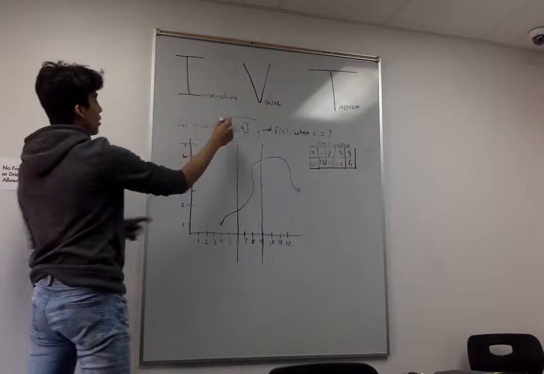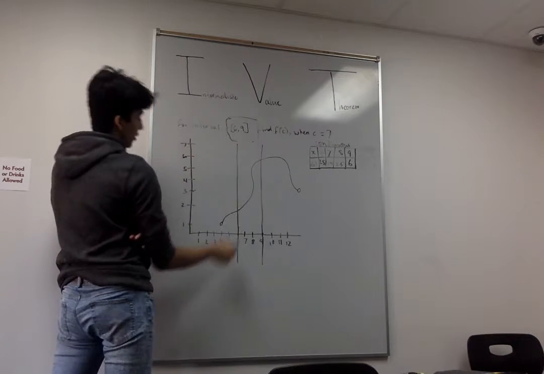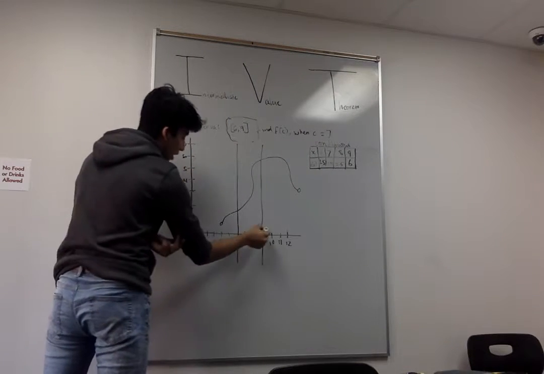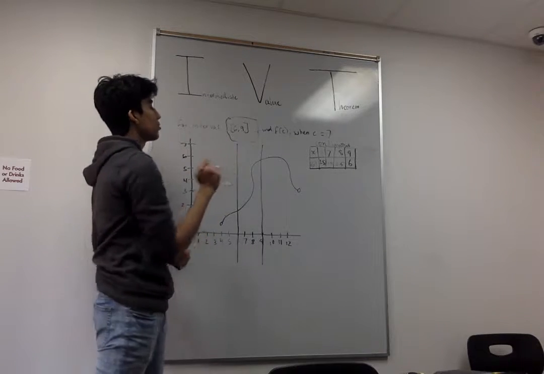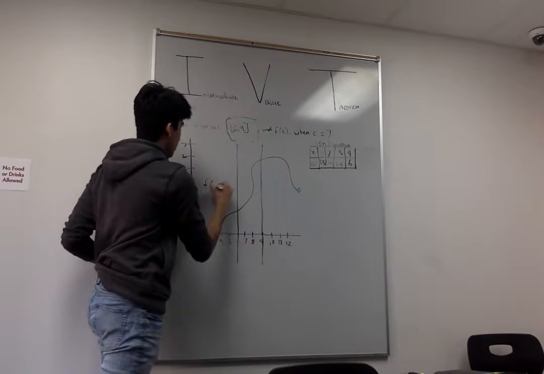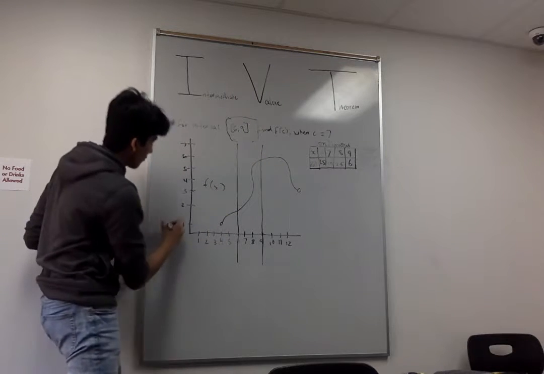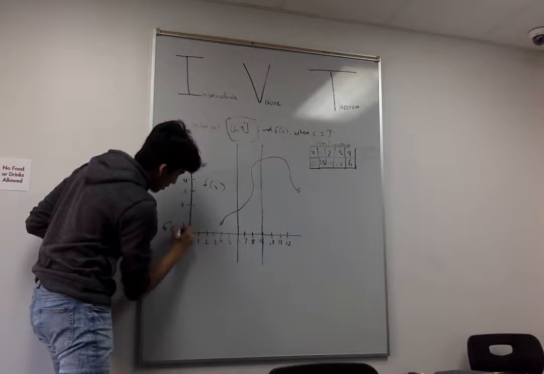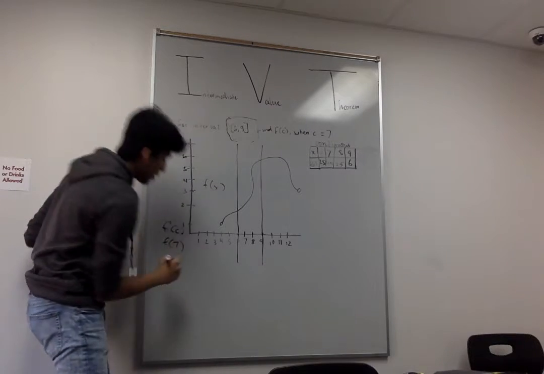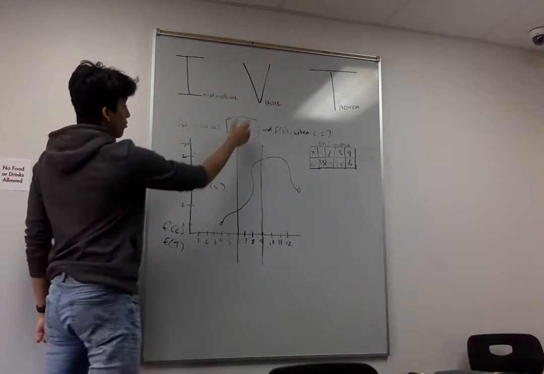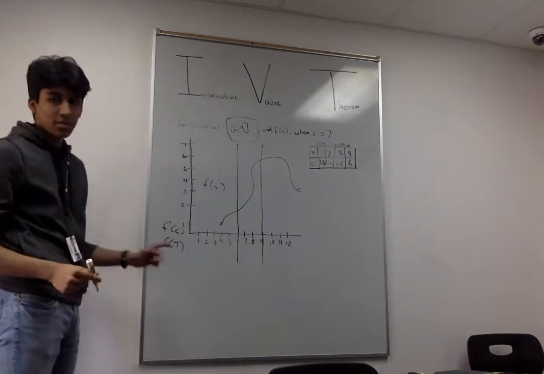For the interval of 6, 9, meaning the x values of 6 and 9, find f of c when c is equal to 7. So this graph is f of x. Now when f of x is replaced with c, and with c being 7, it'll be f of 7. Now 7 falls inside the interval of 6, 9.